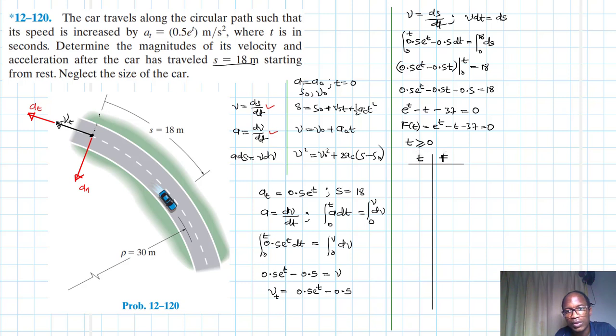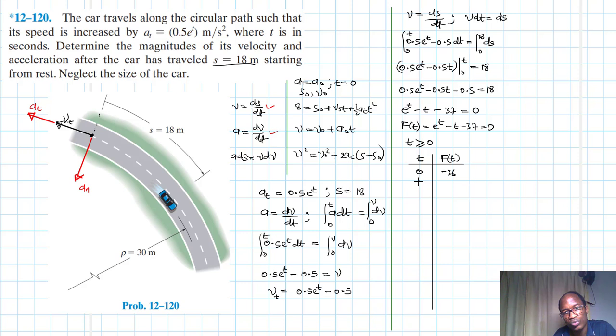We have t, then we have the function of t. So with t equal to 0, this becomes 1 to 0. Let me write down in advance the equation here: e to the power 0 minus 37. Okay, so we have a minus 36.